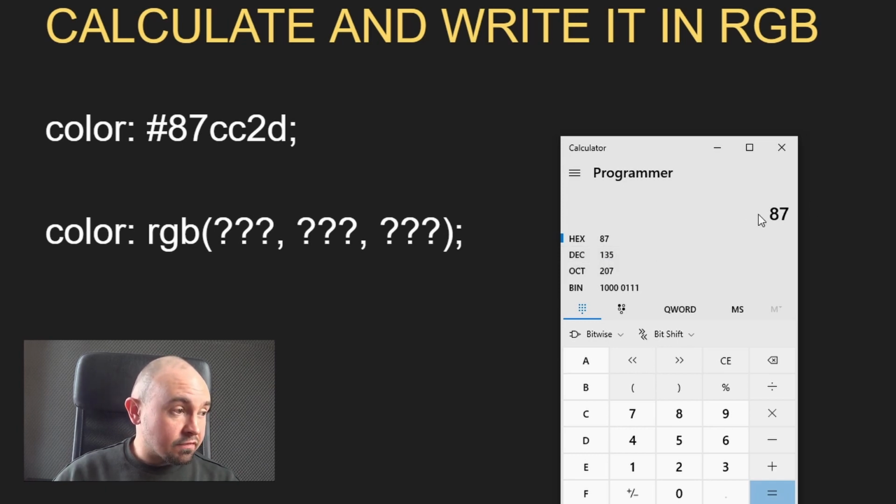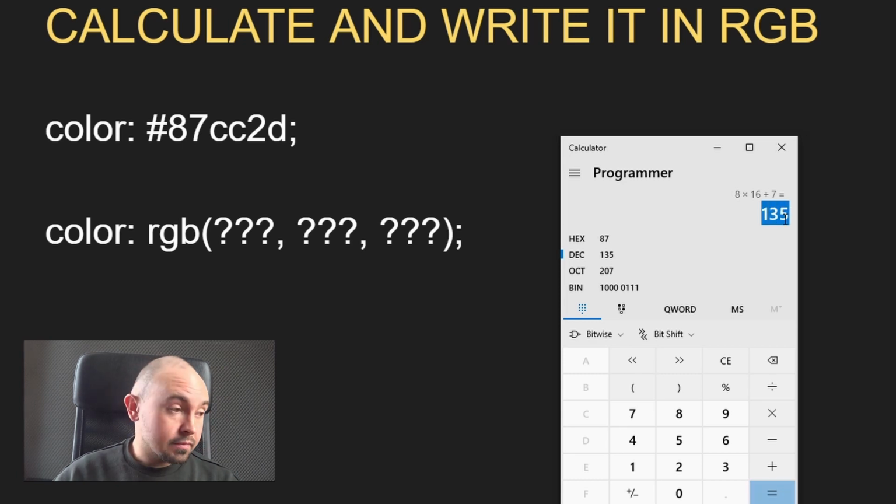And you know how it's converted at this point. We take the first character, which is 8, multiply it by 16, then add the second character, which is 7, which would be 135. We can always check it in the calculator. If we choose the decimal system, 8 times 16 plus 7 equals 135.